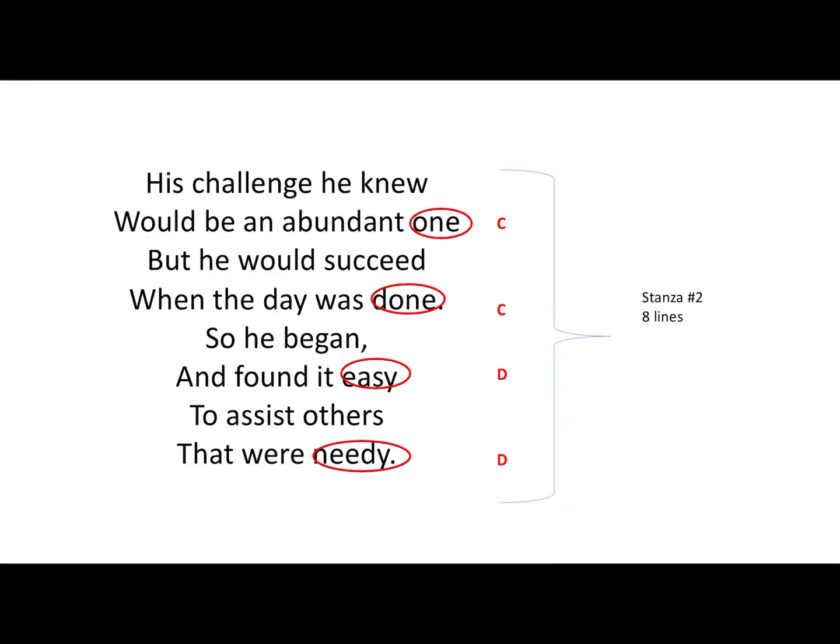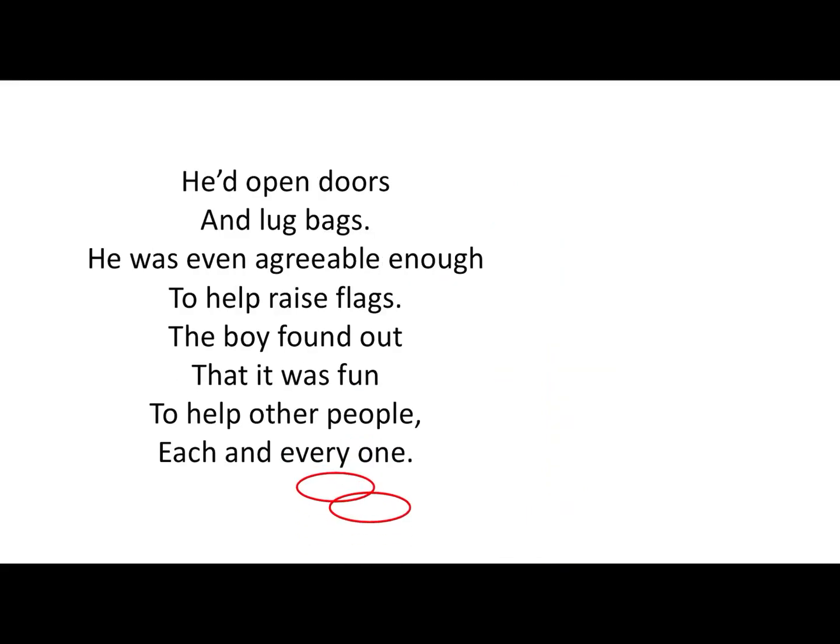Again, this is stanza 2, and there are 8 lines again in stanza 2. So we're beginning to see a pattern. Every line 2 and 4 rhyme, and every line 6 and 8 rhyme. And every stanza has 8 lines. So let's see if this pattern continues the rest of the way through the poem.